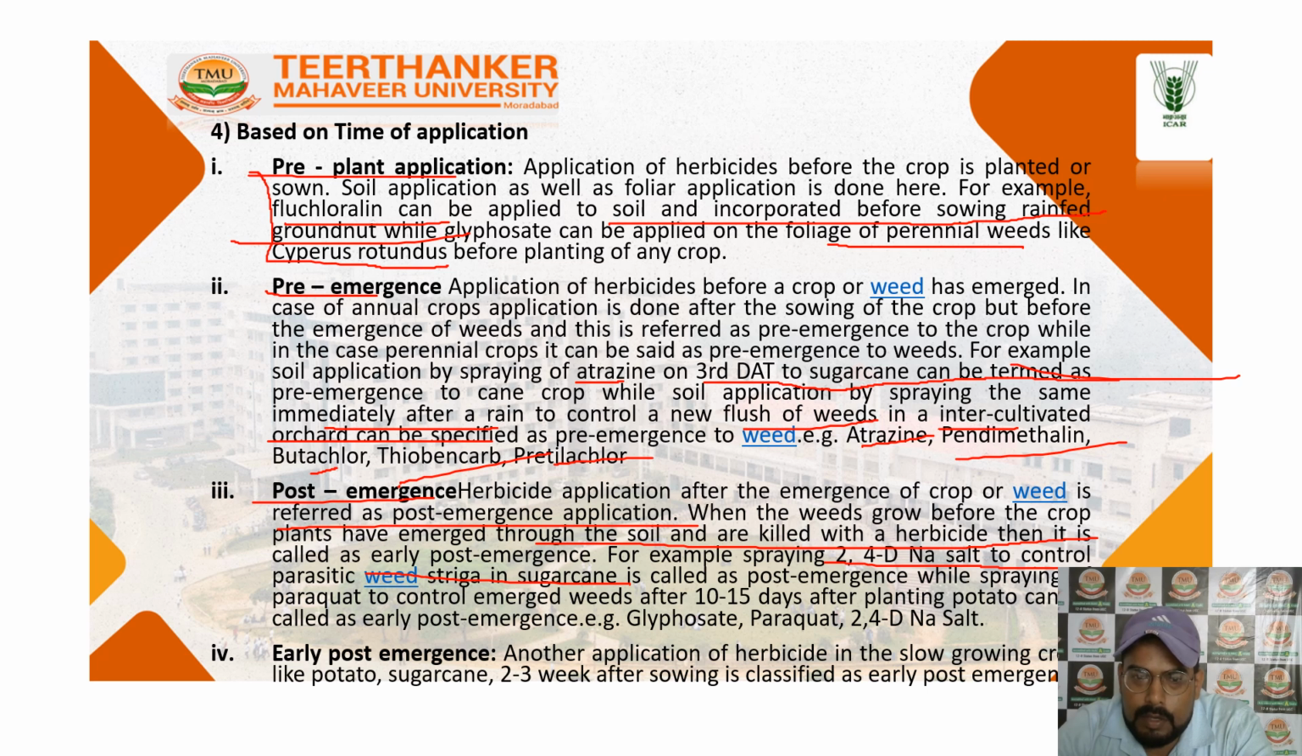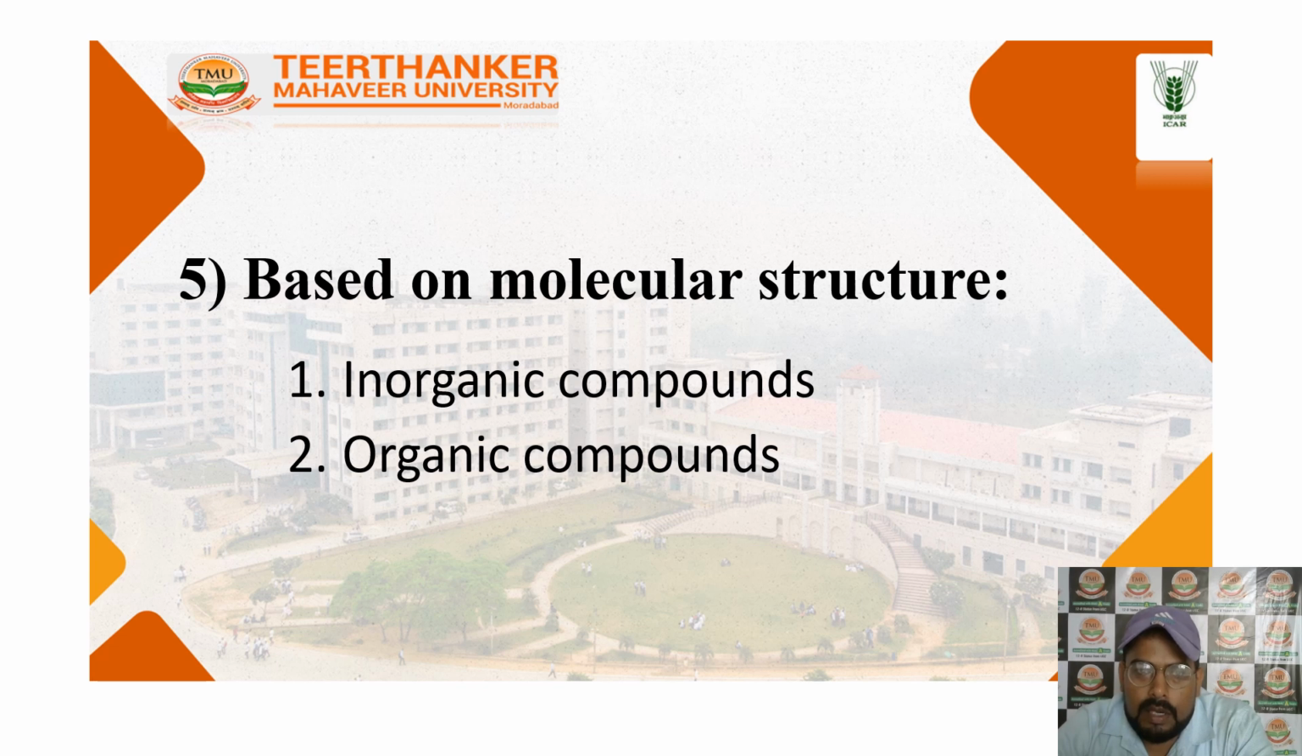So, spraying paraquat on emerged wheat at 10 to 15 days. The planting of potato can be called early post-emergence, with glyphosate, paraquat and salt. There is another application of the herbicide for slow-growing crops like potato and sugarcane, 2 to 3 applications, which are certified as post-emergence.